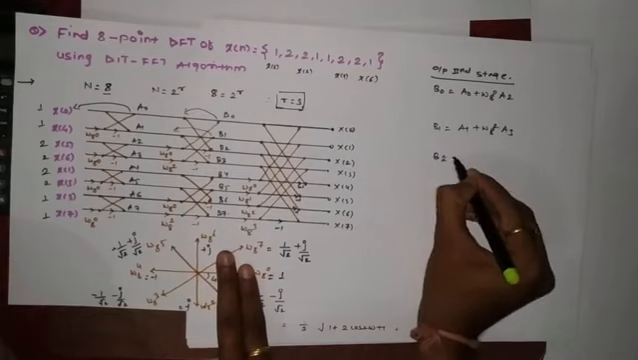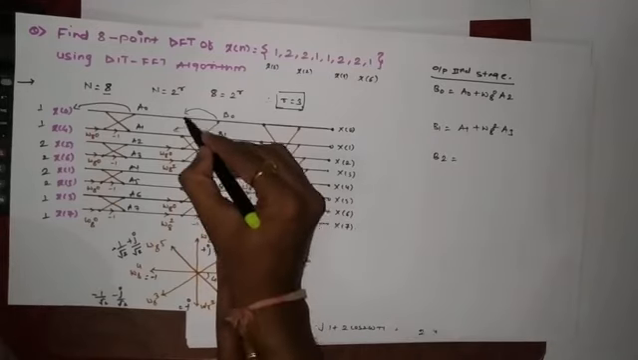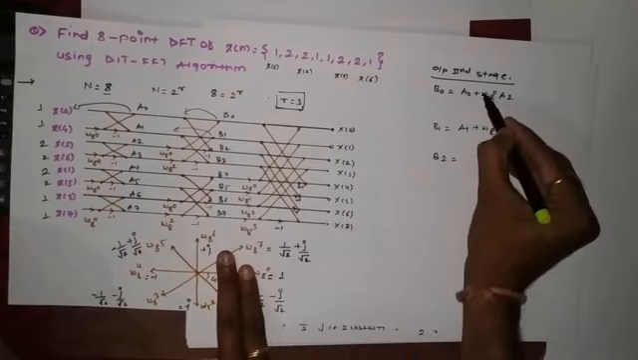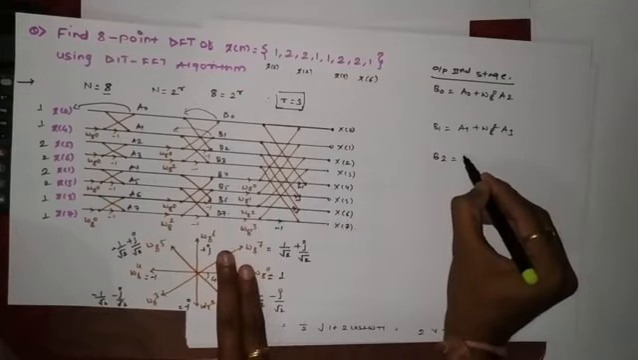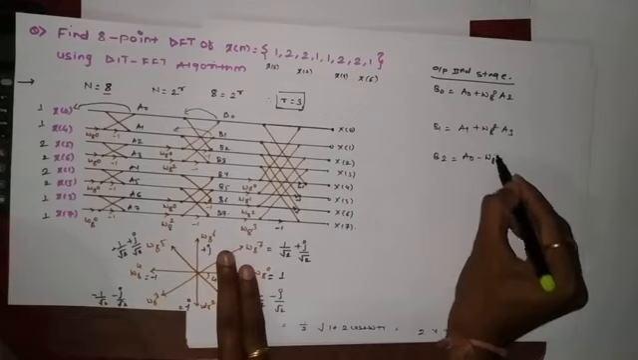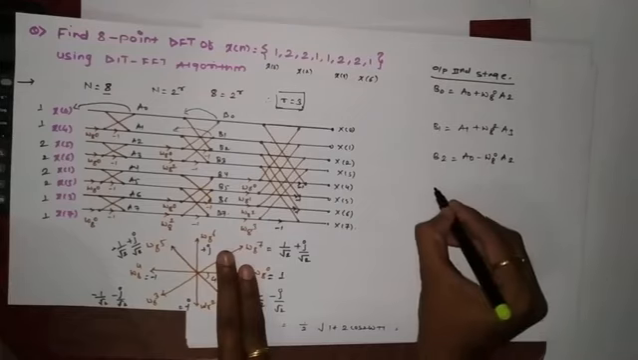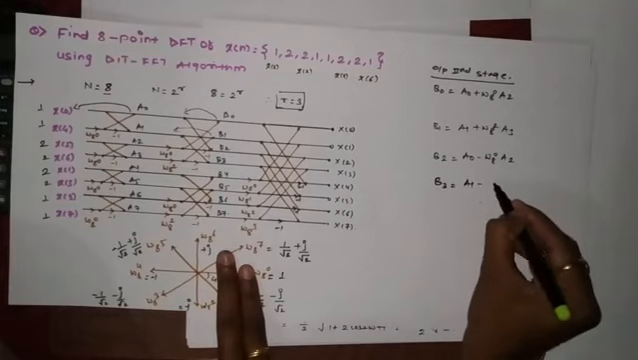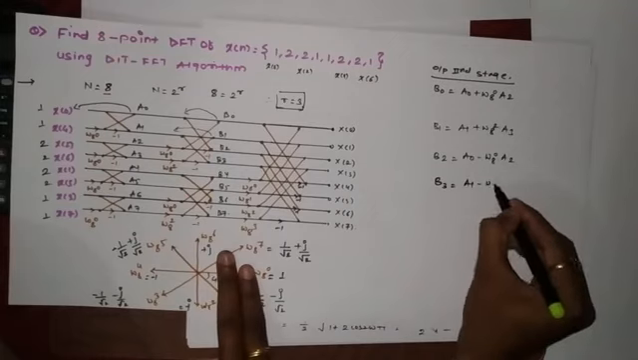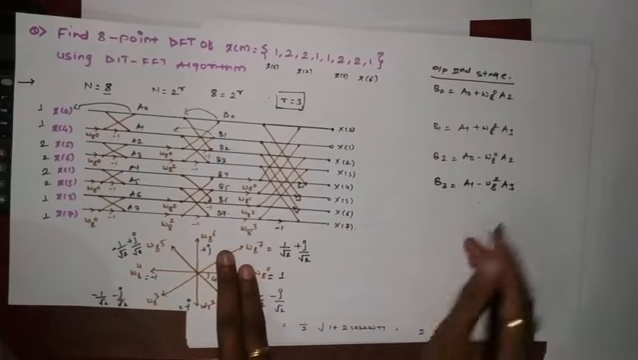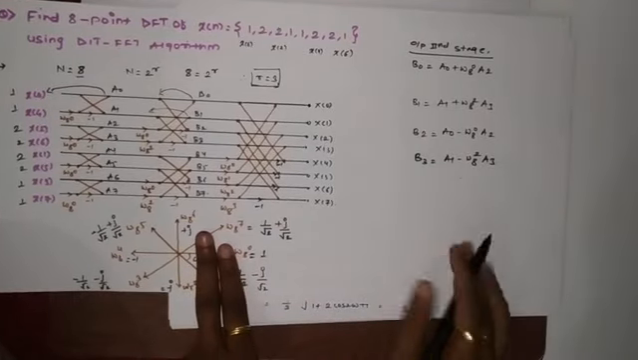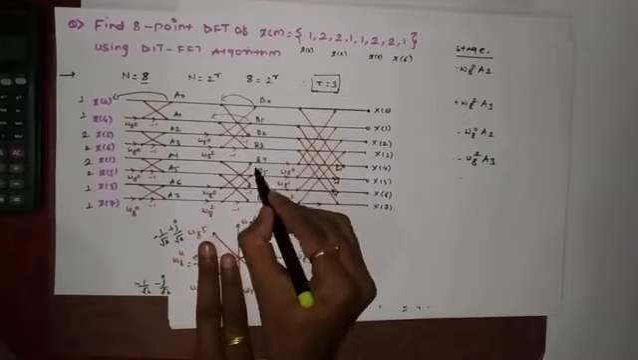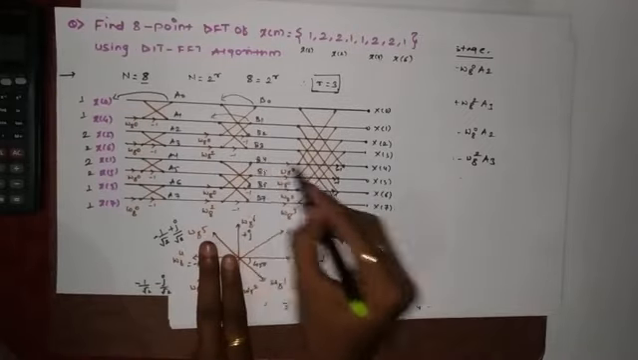Now we'll come across B2. B2 first input is A0, second input is A2 with minus sign. So exactly reverse of this, we can write A0 minus omega 80 into A2, and B3 will be the same, A1 minus omega 8 square into A3. Now next, we'll write B4. B4 is having the first input as A4.